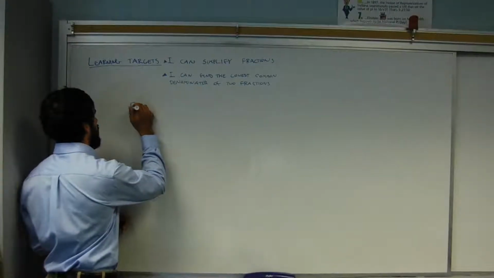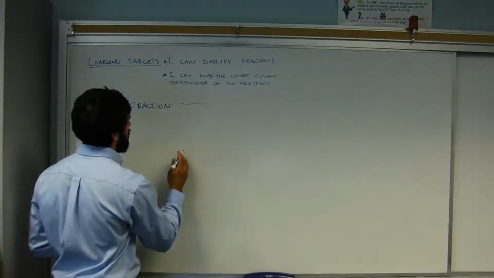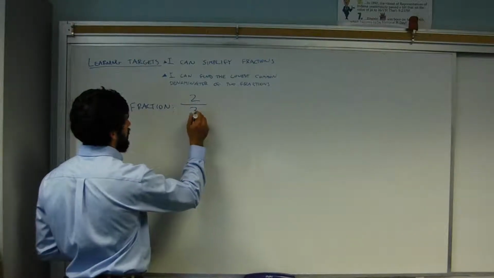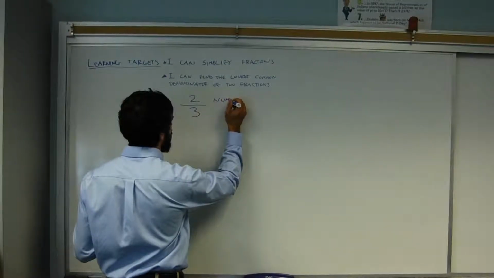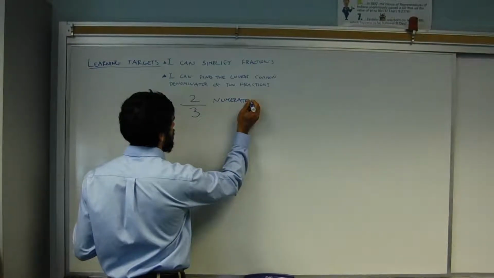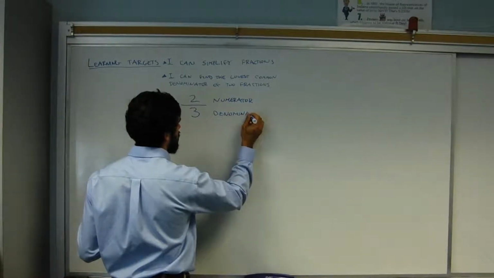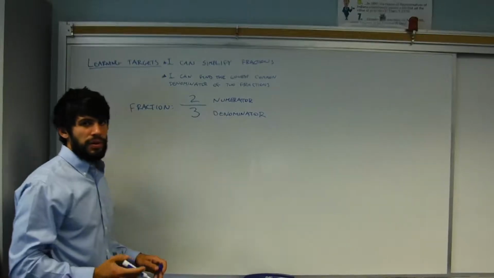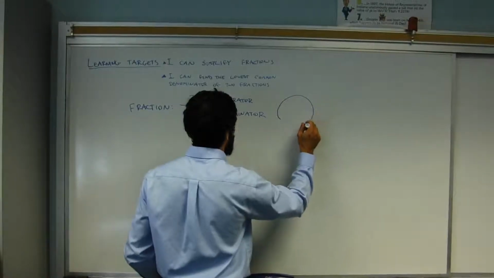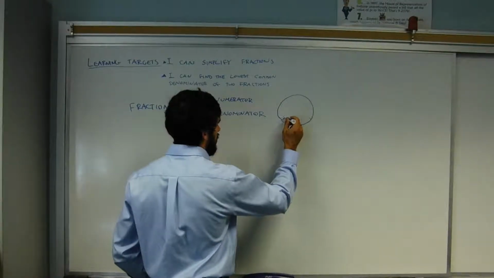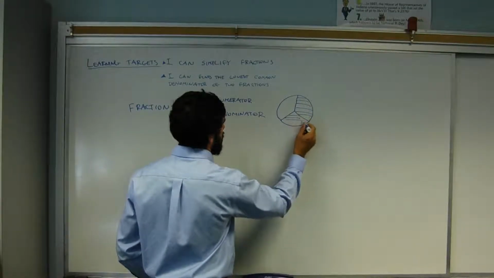So first off, a fraction has two numbers, one on the top, one on the bottom. So for example, 2 over 3, that's an example of a fraction. The number on top is called the numerator, and the number on the bottom is called the denominator. Fractions, as you probably know, represent some piece of a pie. So for 2/3, we break our pie up into 3 parts, and we shade in 2 of them. That's 2/3.